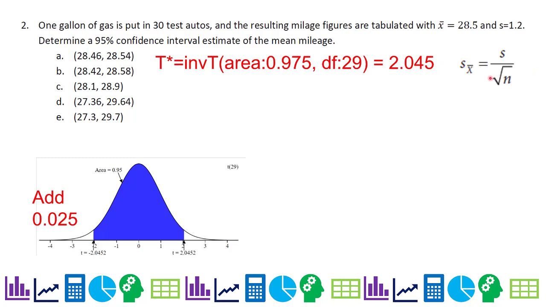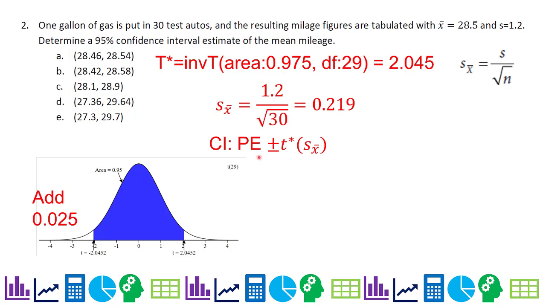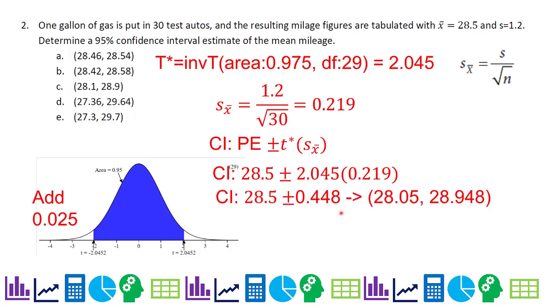Now we need to go ahead and calculate the standard error. That's basically going to be our sample standard deviation divided by the square root of n, which is 0.219. Then our confidence interval is our point estimate plus or minus our critical value times our standard error. So we have 28.5 plus or minus 2.045 from here and 0.219 from there. Multiply those two out, and I get 0.448. If I add 0.448 to this, it gives me the high end, 28.948. If I subtract 0.448 from here, I get the low end. And so that is answer C.